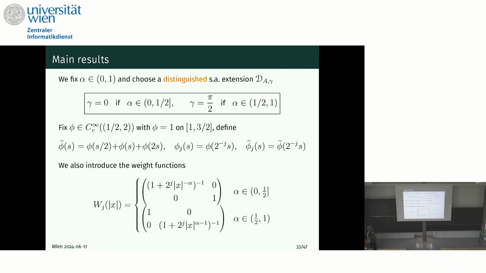By the way, let me tell you that if alpha is not in the interval 0, 1, you get operators which are unitarily equivalent to the one for alpha between 0 and 1. So we can safely restrict alpha between 0 and 1. And of course, alpha 0 is the standard free operator. So for alpha between 0 and 1/2, we pick gamma 0. For alpha larger, we pick gamma pi over 2.